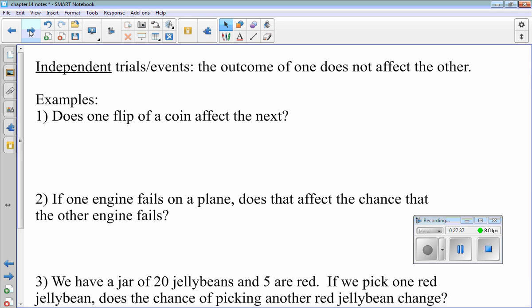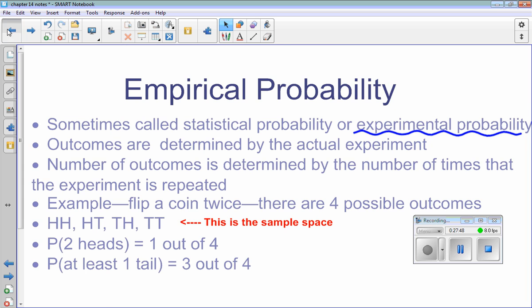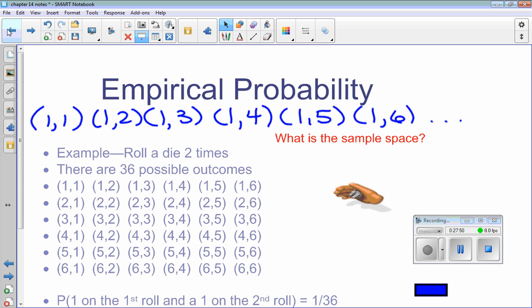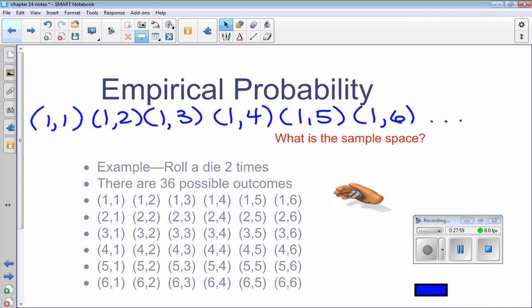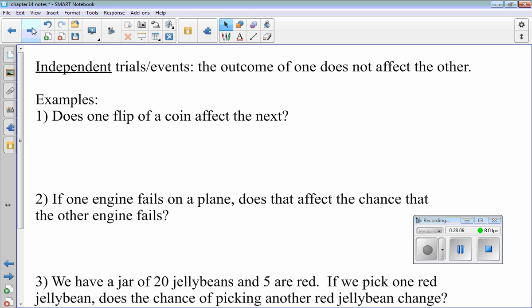Independent trials. Okay. How can I tell whether or not two events are independent? Now, an event would be rolling a 2. Back in this other example, an event would be rolling the same number twice. Anyway, that would be an event. Okay? So, does one event affect the other?